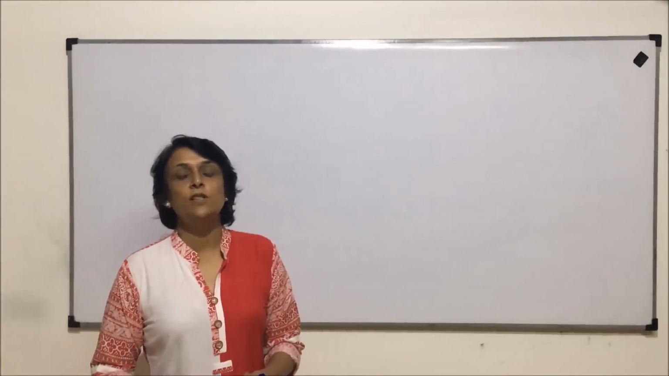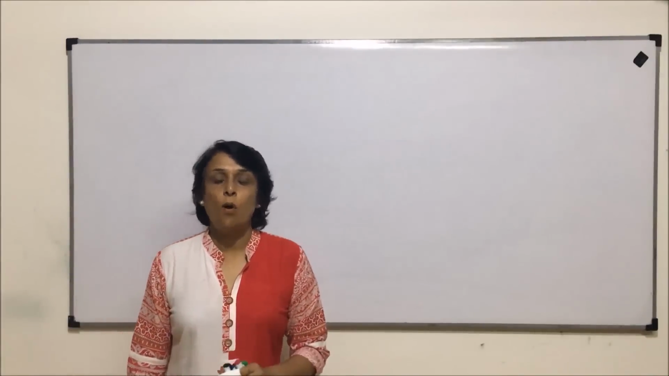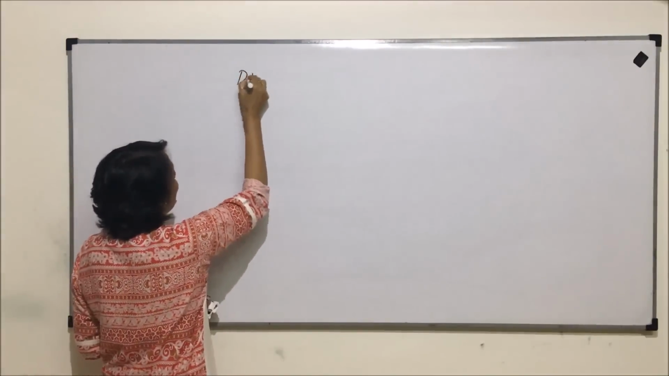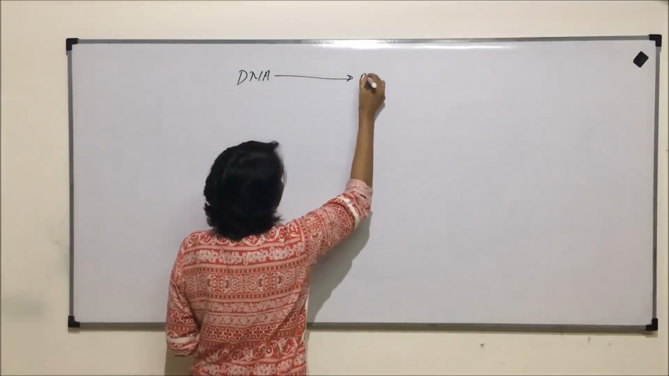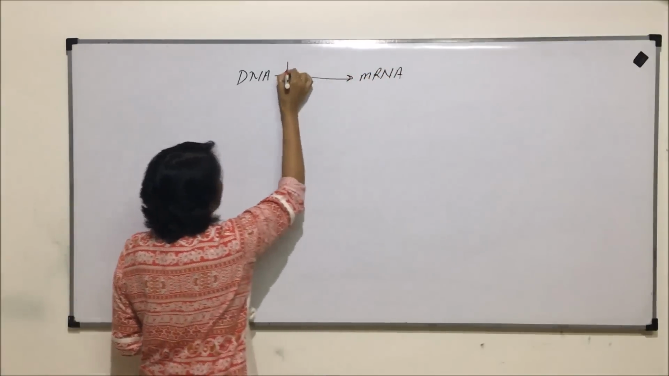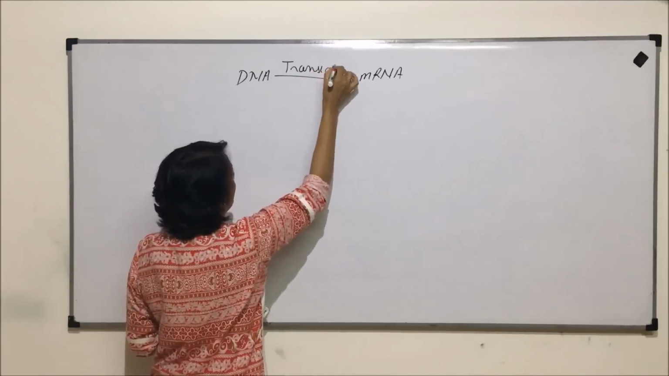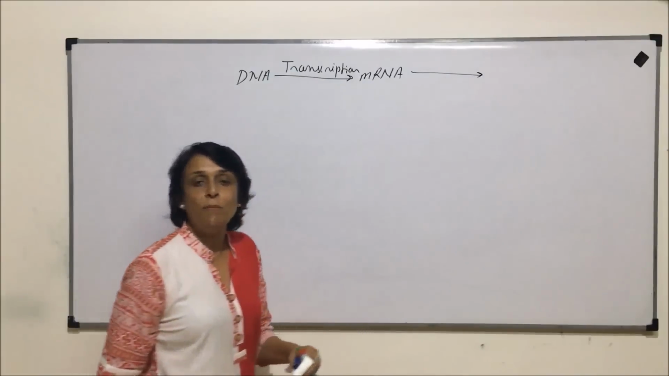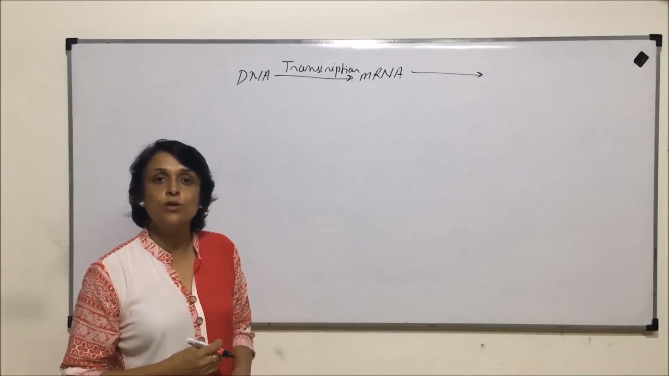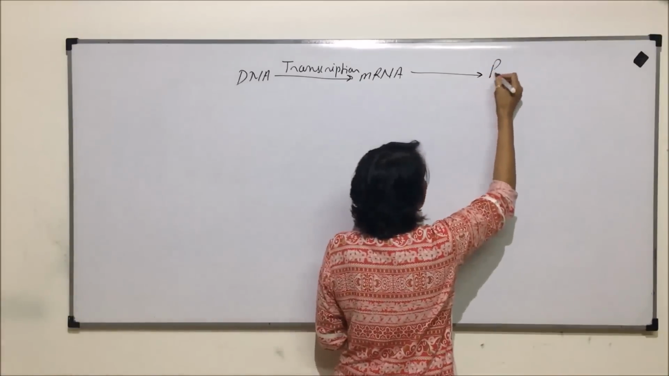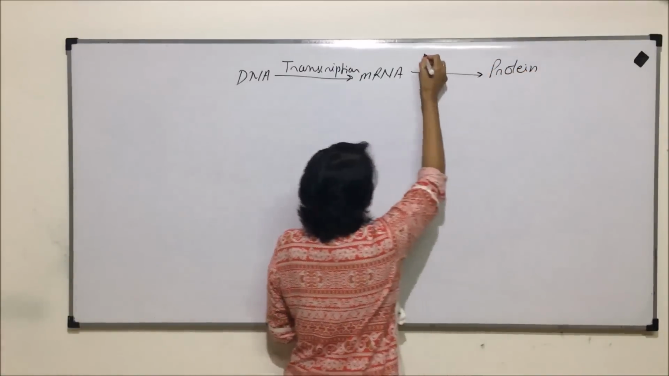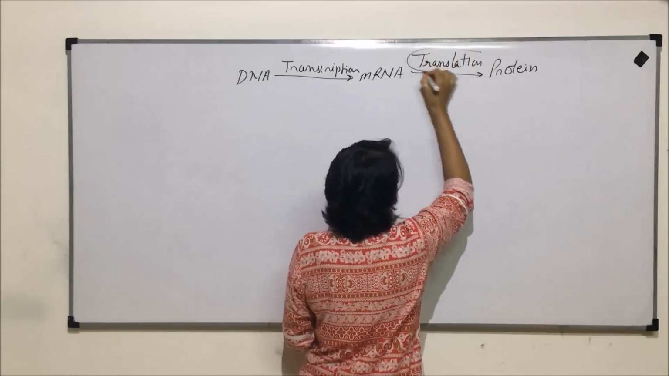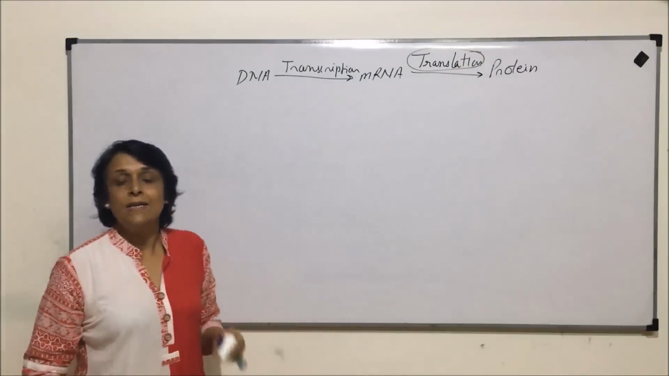In this section, we'll talk about the second step of the central dogma. Now, we talked of DNA to mRNA formation, that is transcription. And now we are talking about this step, that is from the mRNA, which has brought the codes from DNA, how the protein is going to be synthesized. And this process, as we already know, is known as translation. So this is what we are discussing in this particular segment.